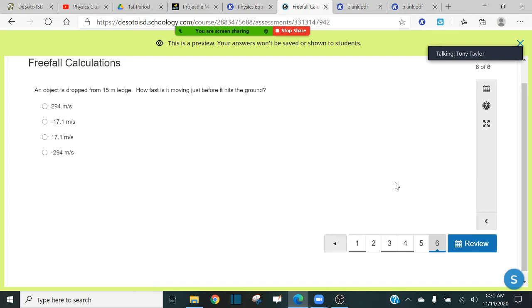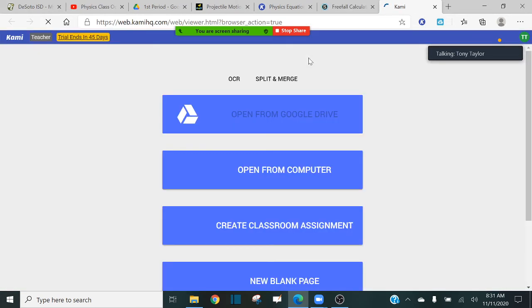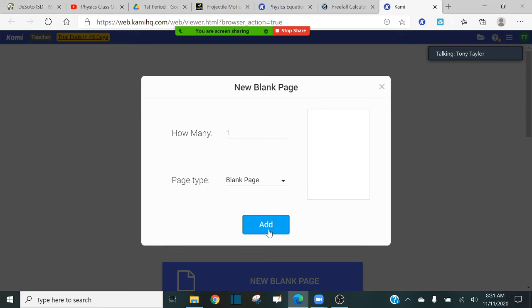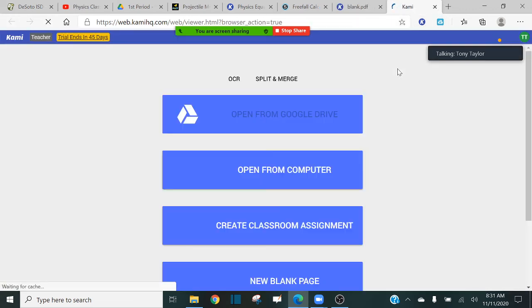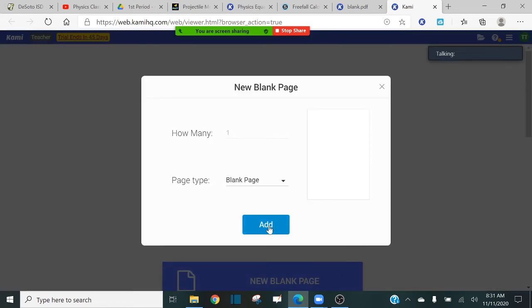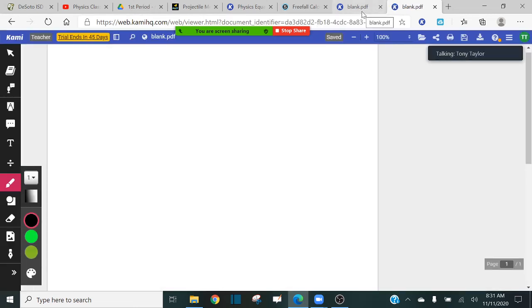Okay, last one. An object is dropped from a 15-meter ledge. How fast is it moving just before it hits the ground? So here I'm going to draw. Excuse me. I want to draw a picture first, and then I'm going to set it up, and then I'm going to have you guys work the algebra out yourselves. Okay. So according to this problem here, we have a ledge. So let me kind of draw a ledge here, basically a high place. So here's my ledge.